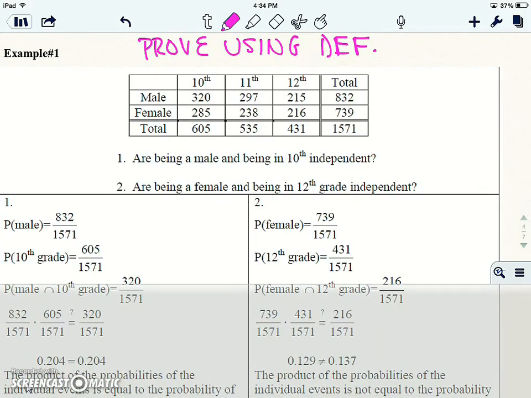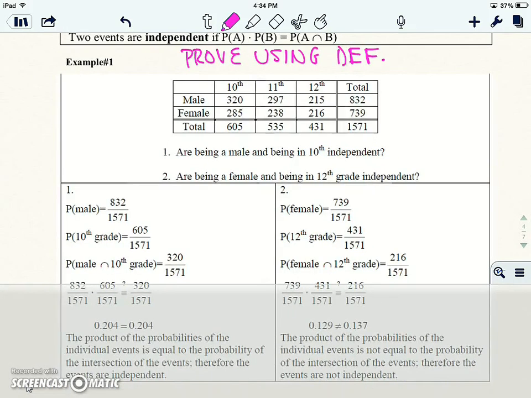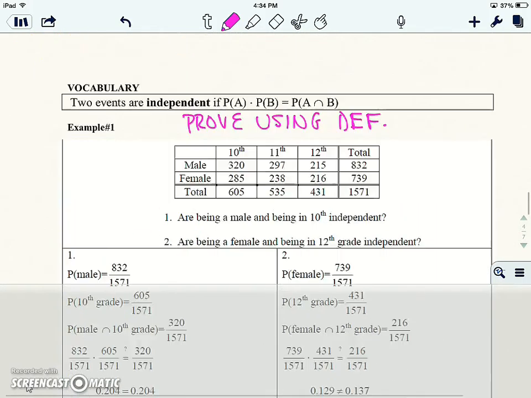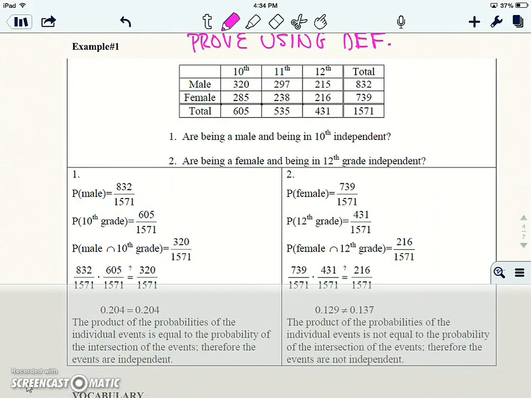Okay, so what we have is the number of 10th, 11th, and 12th graders, and then their gender. And it says, are being a male and being in 10th grade independent? So they're going to be independent if the probability of being a male, and let's go ahead and use, let's be sexist and use blue for male, the probability of being a male times the probability of being in 10th grade is the same thing as the probability of male and being in 10th grade.